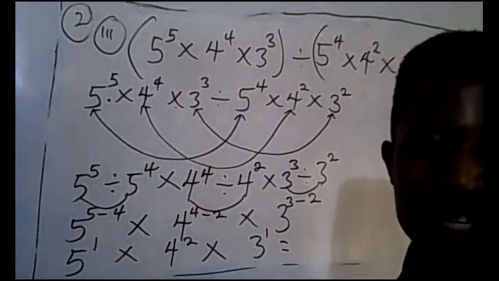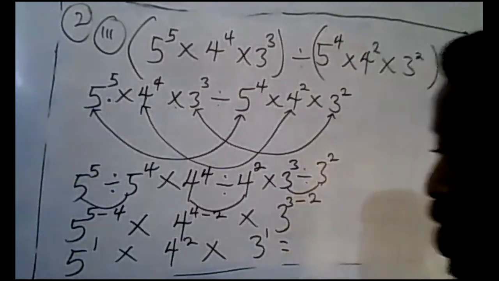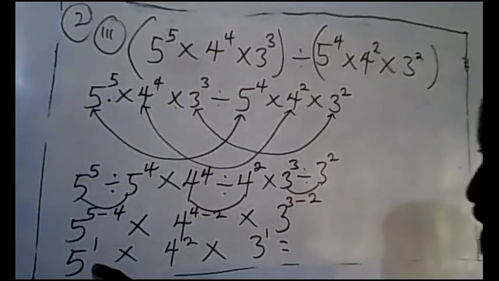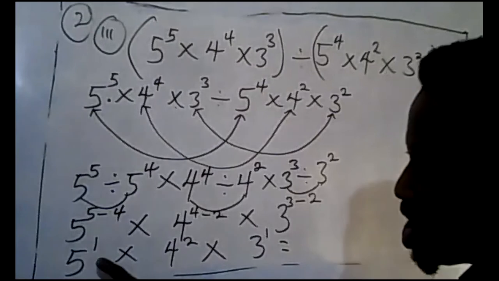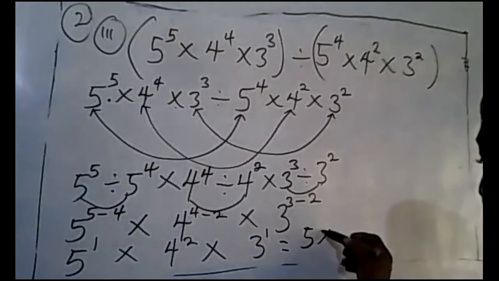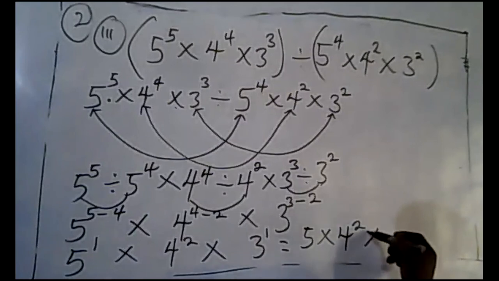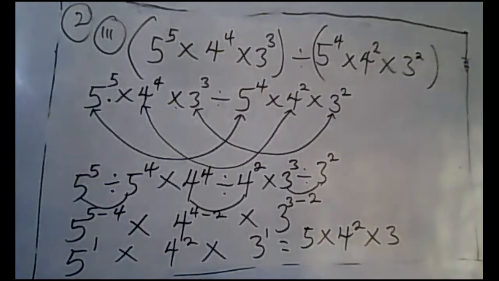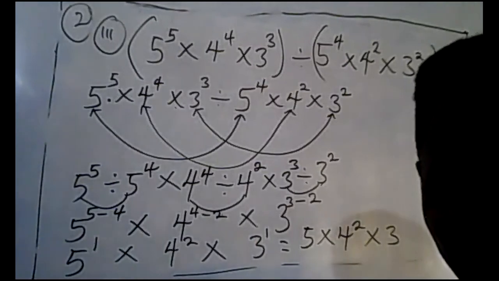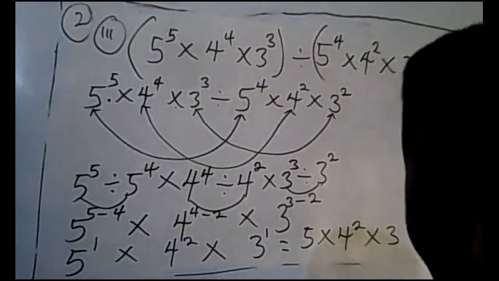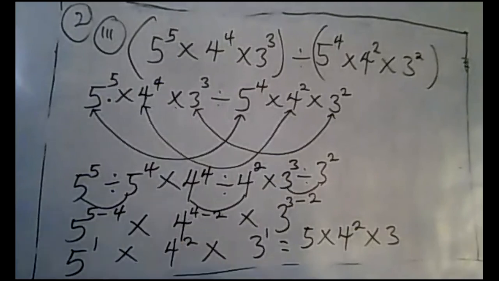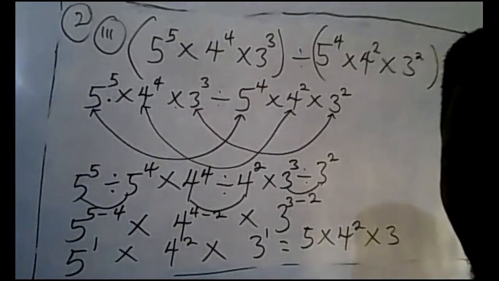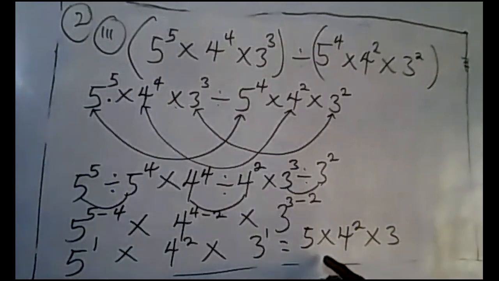Now, any number raised to power 1 is that number. So these can be best written as, because 5 raised to power 1 is still 5, any number raised to power 1 is that number, so this can be best written as 5 times 4 raised to power 2 times 3. And that's your answer. Is it difficult? No, it's not. Can you do it? Yes, you can. I hope you understand that. So subtract the powers because the sign in between them is division. So our answer is 5 times 4 raised to power 2 times 3.